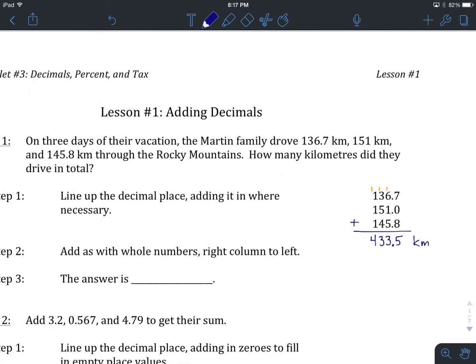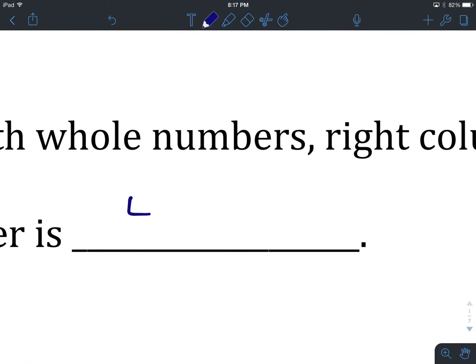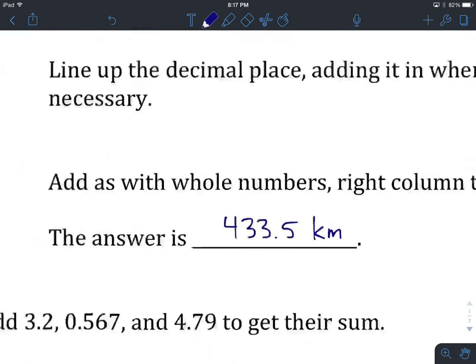So there's a little spot for it. Let's write our answer on the line. 433.5 and units, because we want to know that it's kilometers and not centimeters or meters. And there it is.